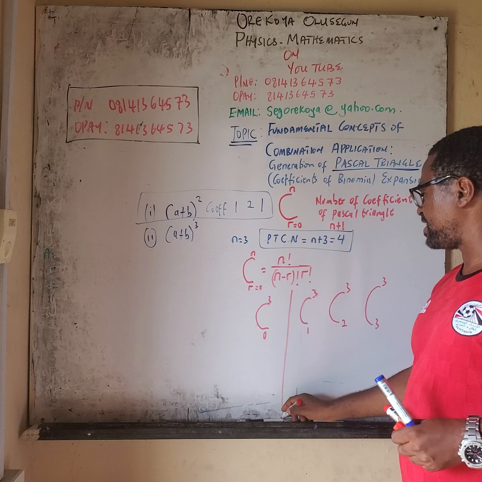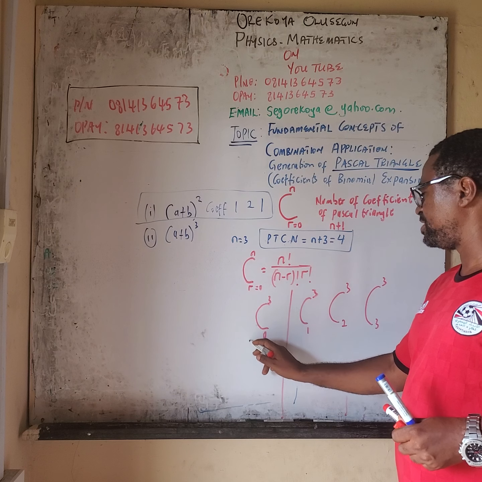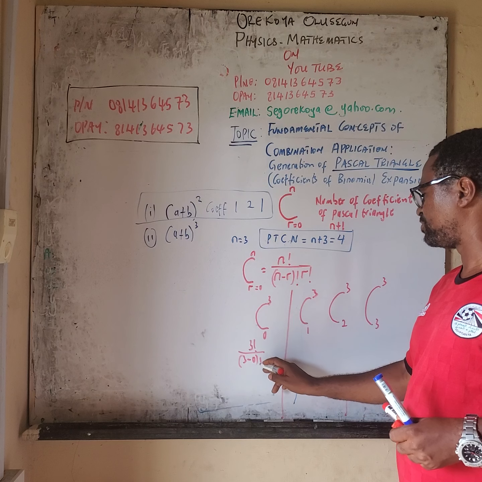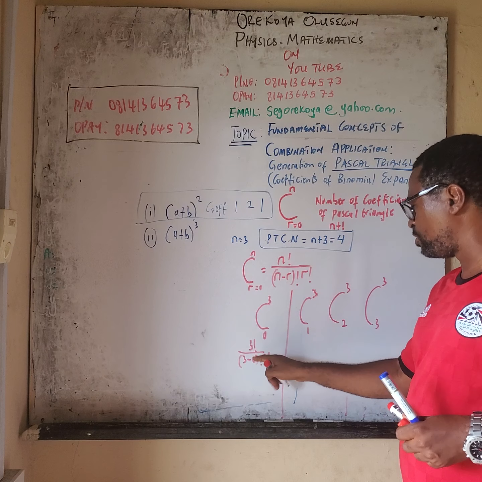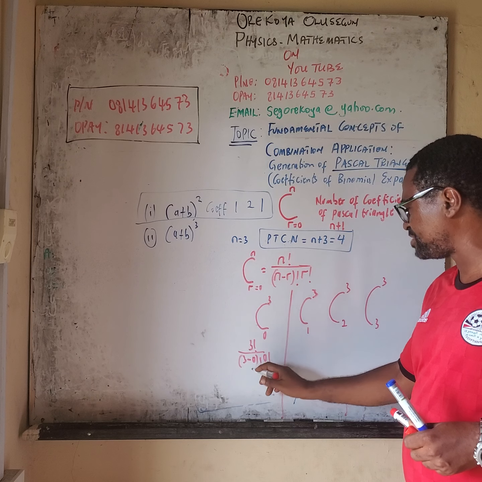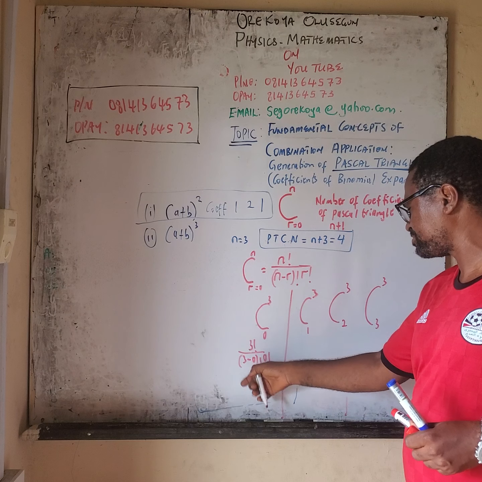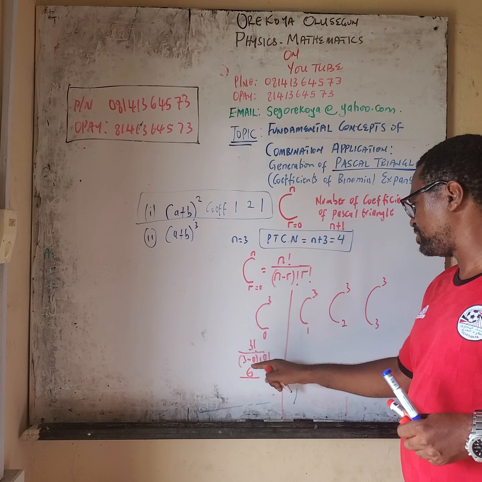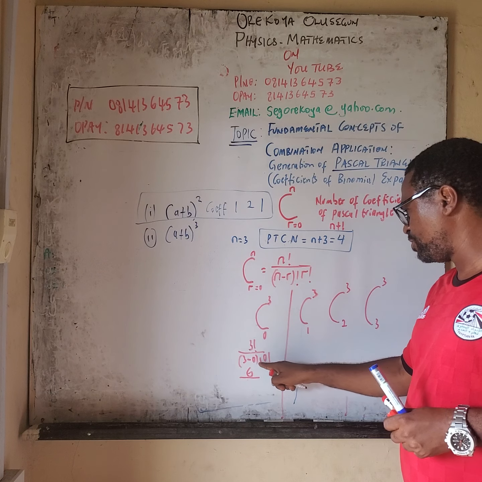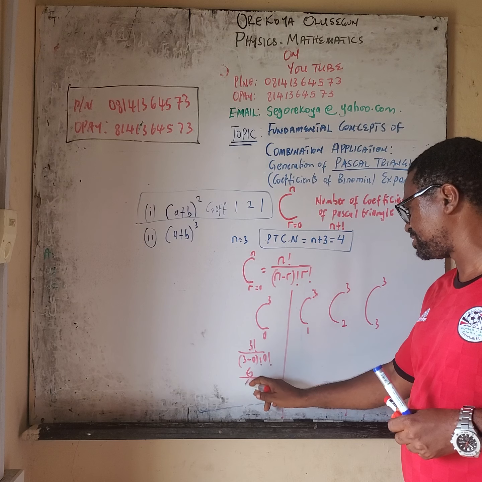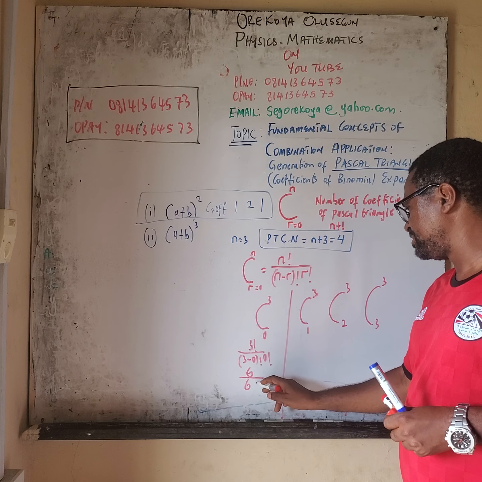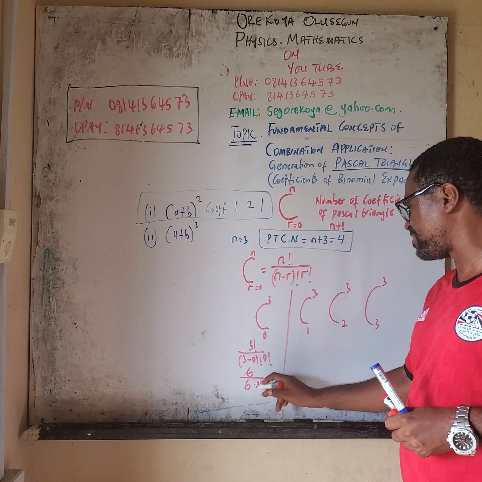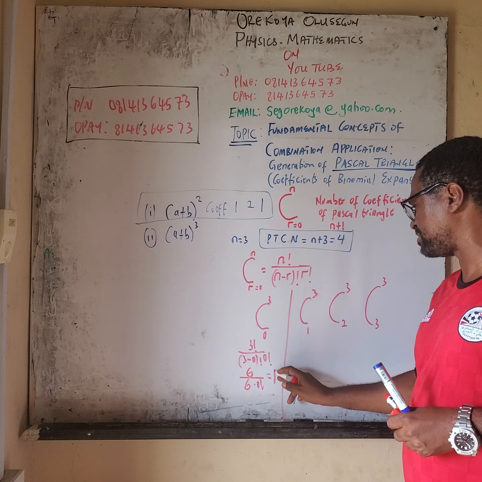For the first case here, 3 combination 0 means 3 factorial divided by 3 minus 0 factorial times 0 factorial. So 3 factorial means 3 times 2 times 1, that is 6, divided by 3 minus 0, which is 3 factorial, that is also 6, times 0 factorial. So 0 factorial is 1. So 6 divided by 6 is 1. So what I have here is 1.